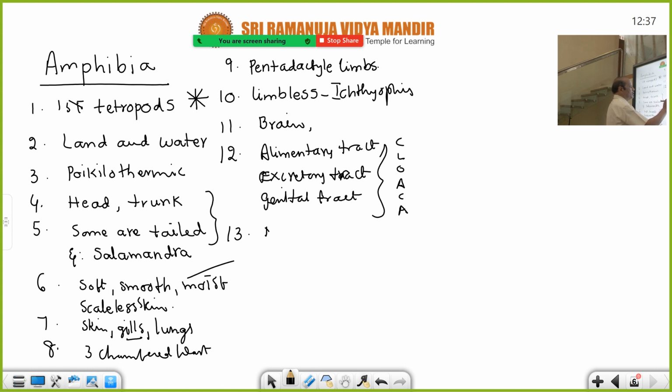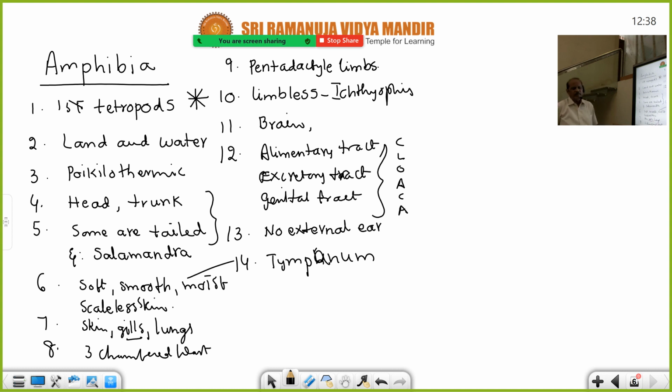And no external ear. Till mammals, this point is continuous, you can see, no external ear. But ear is represented by tympanum. We need not say it again and again for every class of the vertebrates: amphibia, reptiles, birds, especially these three, in which ear is represented by tympanum. Ear is represented by tympanum. Okay.